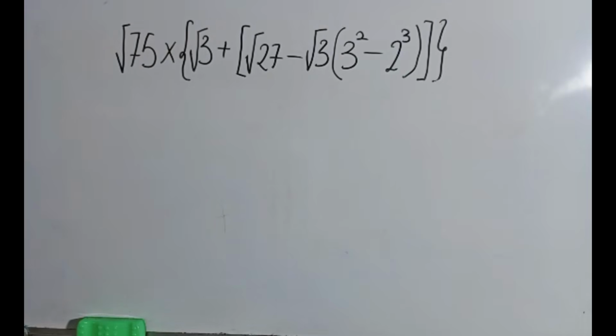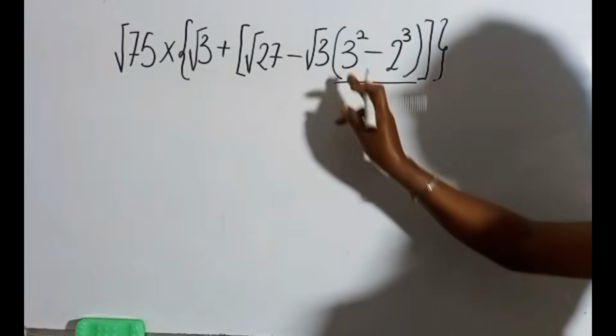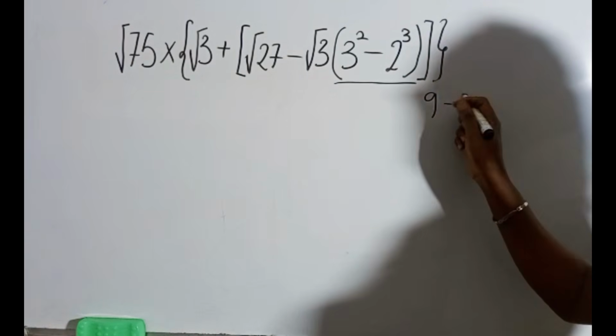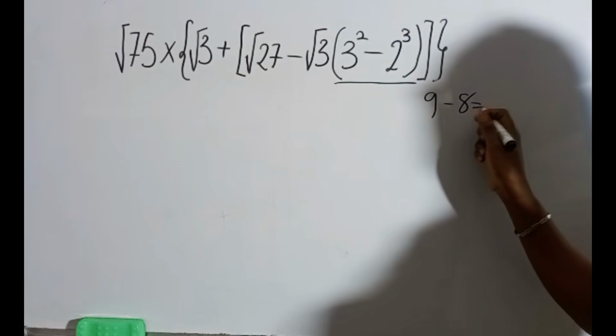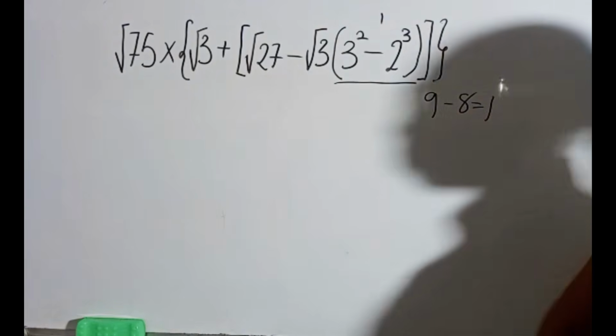Hello, this is our expression today. Always start from the inner parenthesis. 3 squared is 9, minus 8. 9 minus 8, we have 1. This inner parenthesis here is 1.